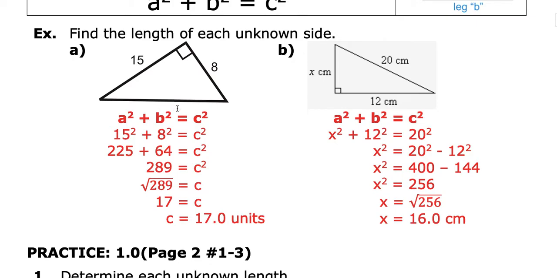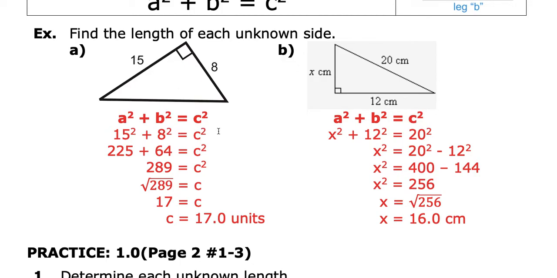In this example, the hypotenuse is missing. We can see this because it's opposite the 90-degree angle. So we can use the formula a squared plus b squared is equal to c squared, but we must have the unknown value as c. So we'll call this length here c. So the two legs are 15 squared and 8 squared is equal to c squared.